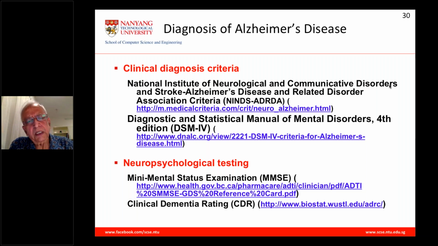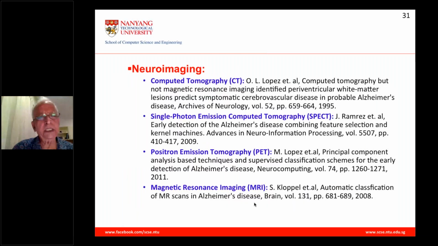Okay, this is the final point I put: CDR, clinical dementia rating. They give a number, 4.5 up to 10, I think. If you're above something, then you have it; if you're below something, you don't. Very subjective, a lot of problems. The question is whether we can do this non-invasively.